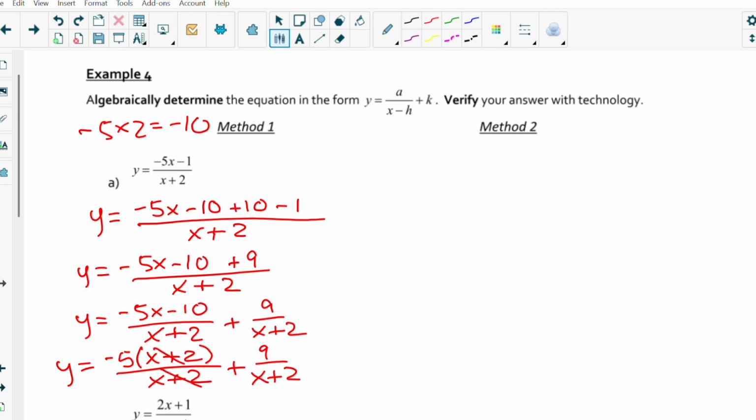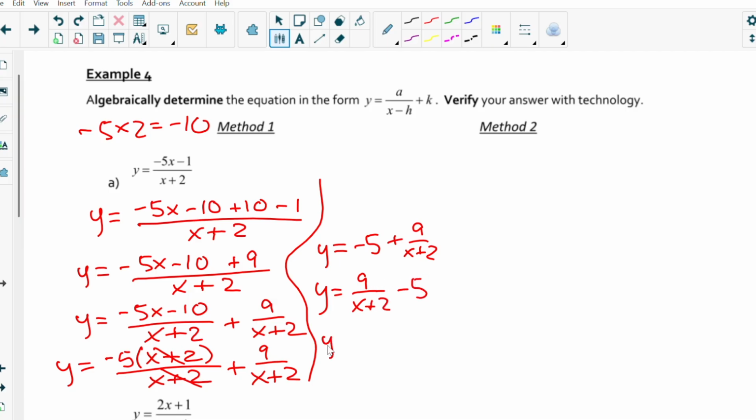And let's factor the numerator, negative 5 times x plus 2, divided by x plus 2, plus 9 over x plus 2. Well, look what happens. X plus 2 divided by x plus 2 is 1. So all the way up here, folks, I have y equals negative 5 plus 9 over x plus 2. And let me just spin it around. Y equals 9 over x plus 2 minus 5. And I am in the form y equals a over x minus h plus k.